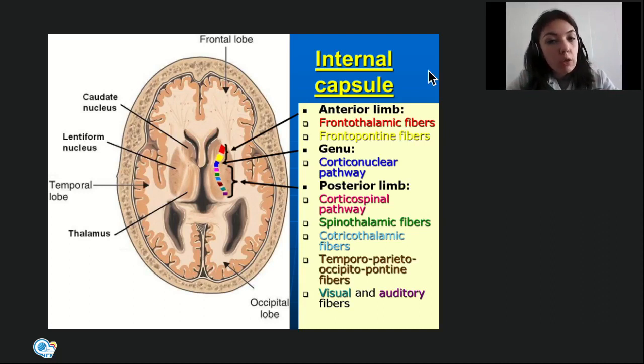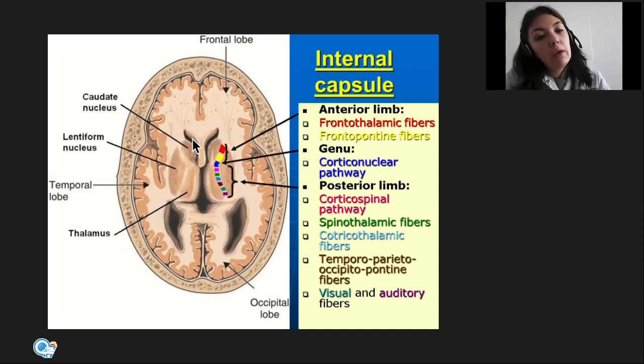Through the posterior limb, the corticospinal tract passes, and spinothalamic fibers, corticothalamic, and temporoparieto-occipitopontine fibers, the same as frontopontine, yes, the function is the same, they just start from other lobes. And visual and auditory fibers, or optic and acoustic radiation. Those are fibers which start from subcortical centers of vision and hearing and move to the cortical centers of vision and hearing. And through the knee, or genu, of the internal capsule, the corticonuclear tract passes.